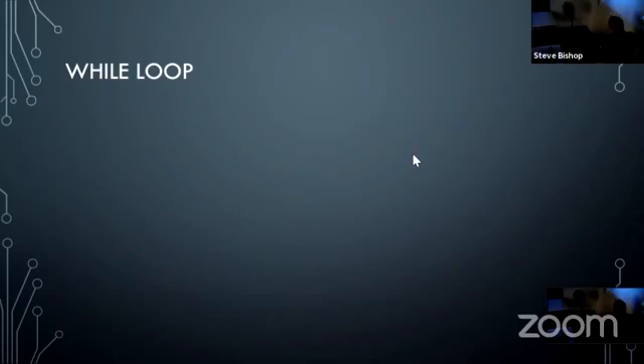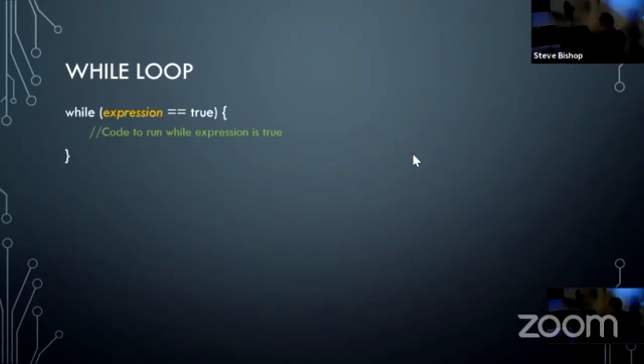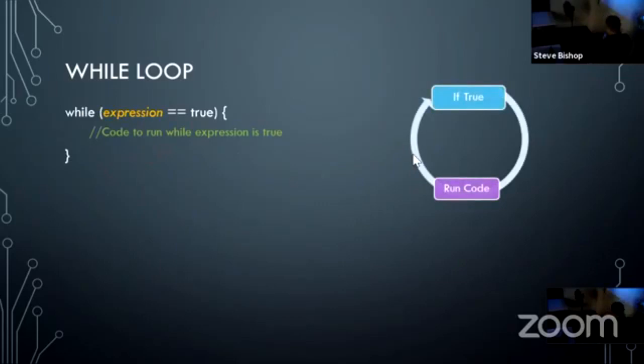We're going to hop into some loops now. The while loop, you can say expression equals true. So while the expression is true, you run the code inside of these open and closed curly braces. It simply looks like this. If something is true, run the code. Is it still true? Run the code. Is it still true? Run the code. Okay, you guys get the idea?